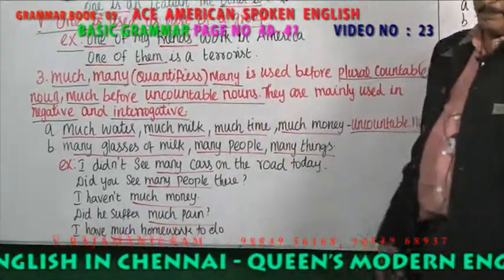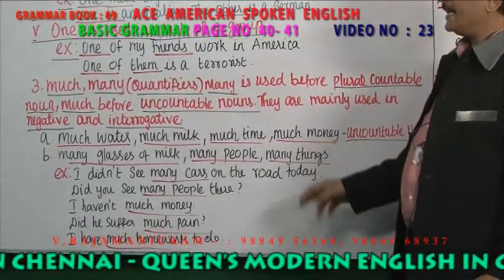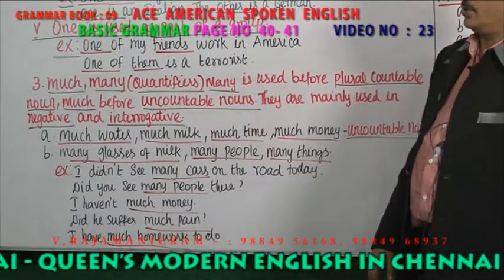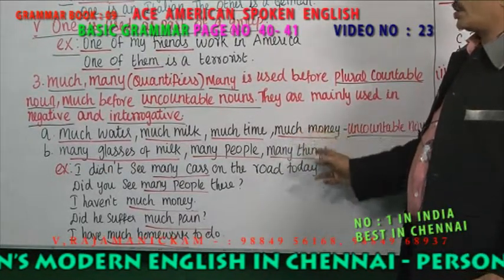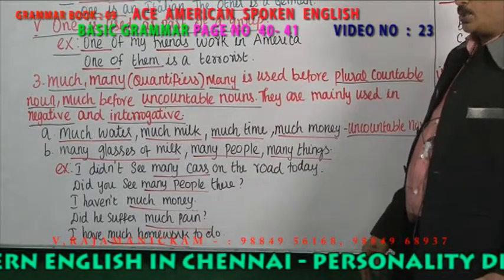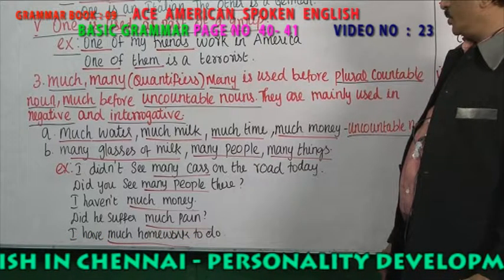Many people, countable, many people. Many things, the things are countable. So, you are using many. So, many is used with countable, much is used with uncountable nouns.